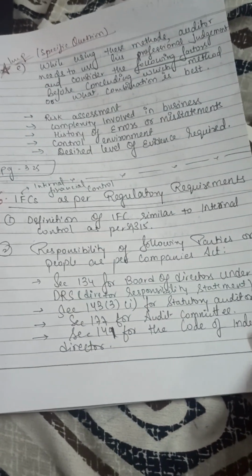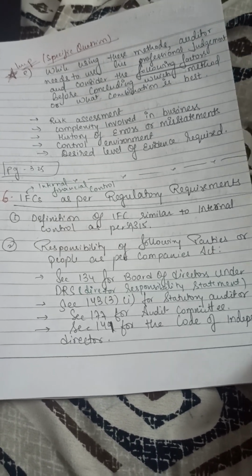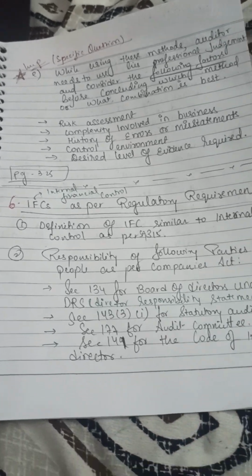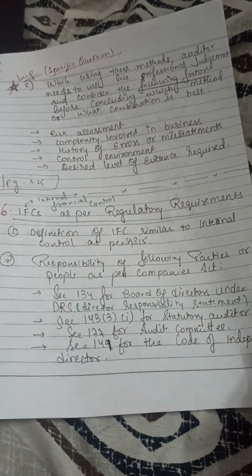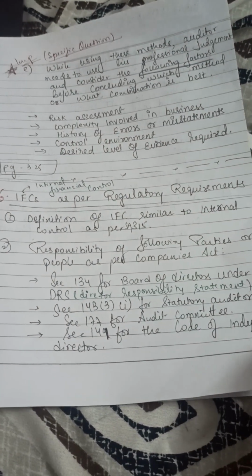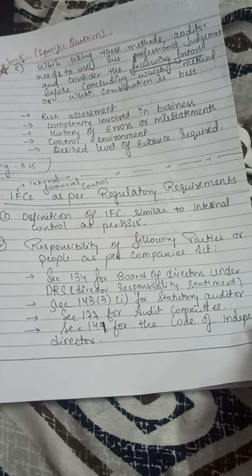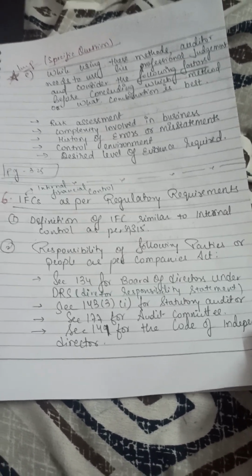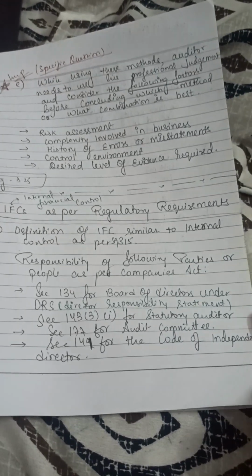Now, internal financial control as per regulatory requirements. Definition of internal financial control is similar to internal control as per SA 315. Responsibility of following parties or people as per Companies Act: Section 134 for Board of Directors under Director Responsibility Statement. Section 143 subsection 3 clause (i) for statutory auditors. Section 177 for Audit Committee. Section 149 for Code of Independent Director.